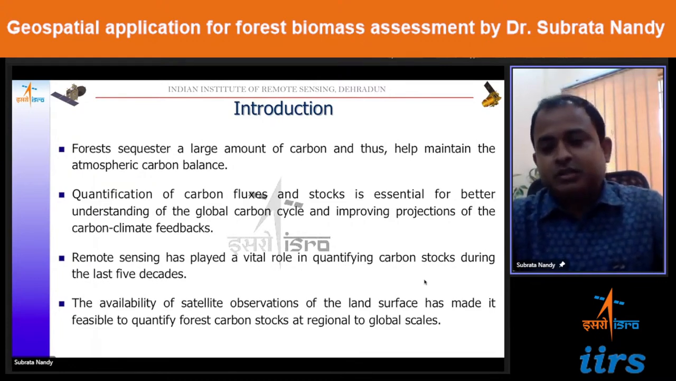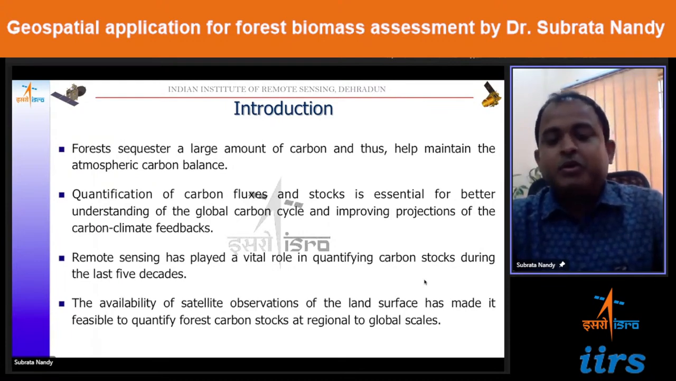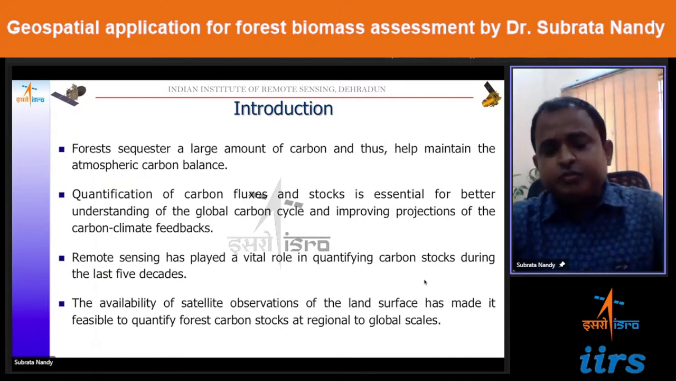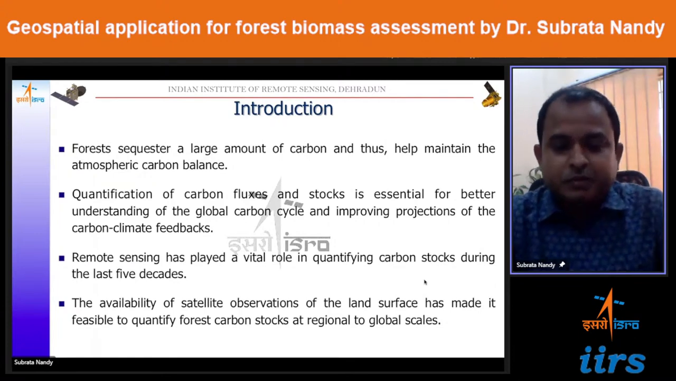So this lecture is basically about how remote sensing data, in integration with the field data, can be utilized for forest biomass carbon assessment.